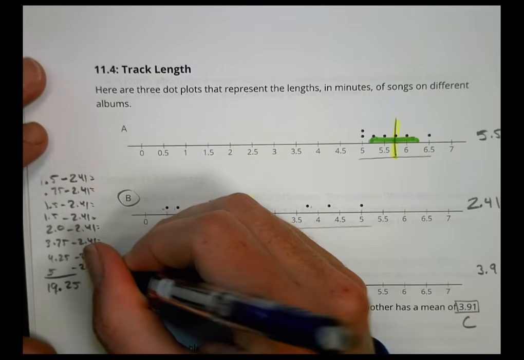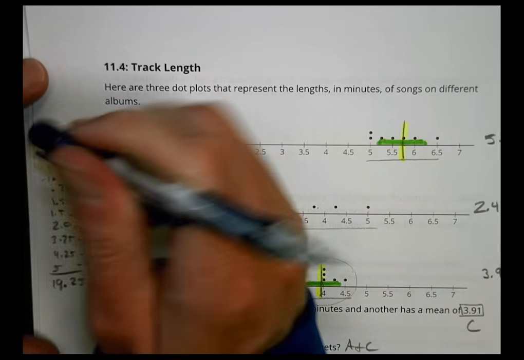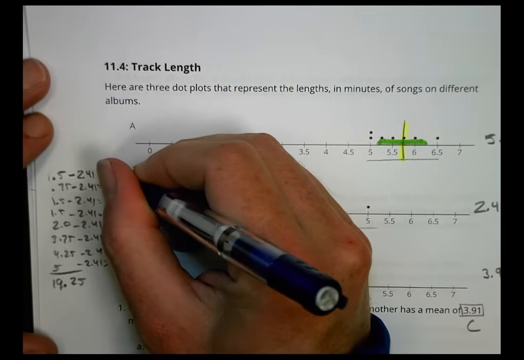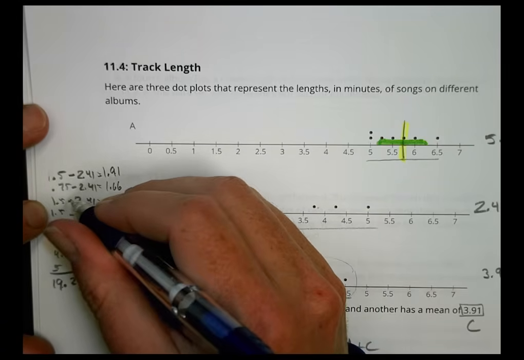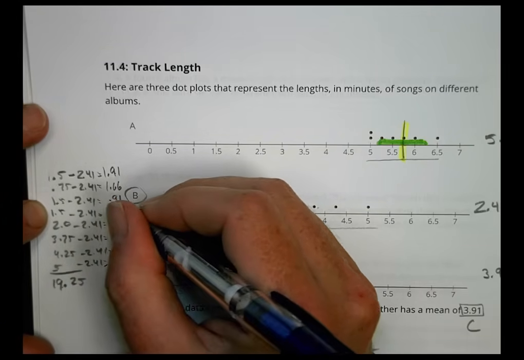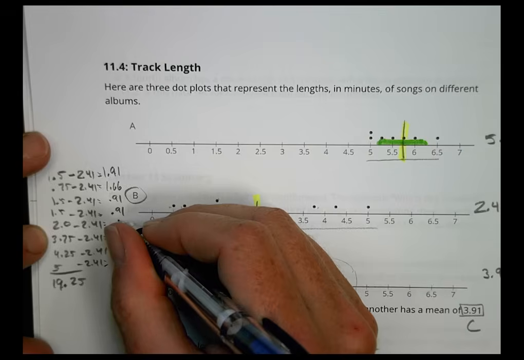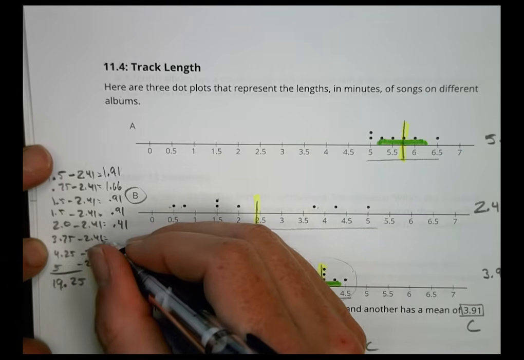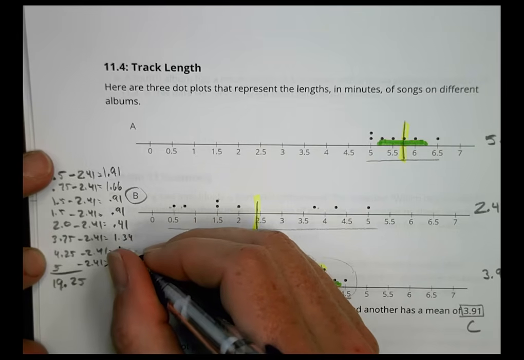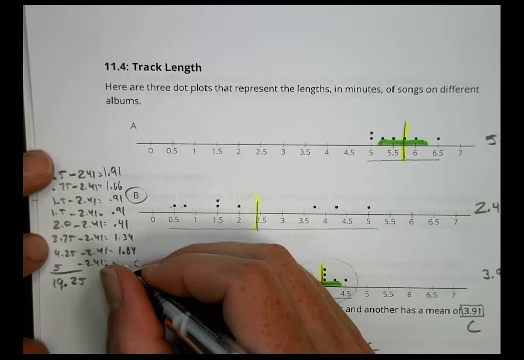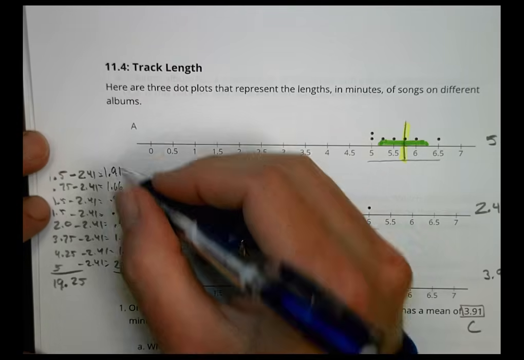When I do those, what is 2.41 minus 0.5? I end up with 1.91. 2.41 minus 0.75 is 1.66. 2.41 minus 1.5 is 0.91. 2.41 minus 1.5 is still 0.91. 2.41 minus 2 is 0.41. 3.75 minus 2.41 is going to be 1.34. And then this one is 1.84. And then finally we end up with 2.59.